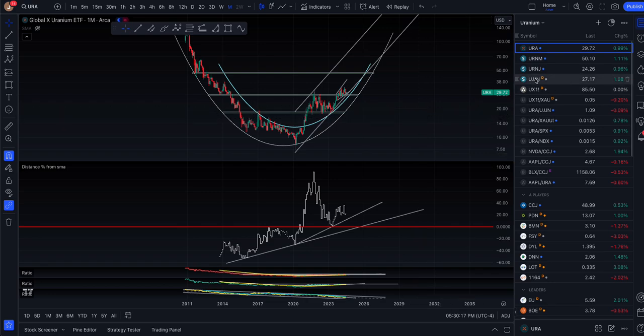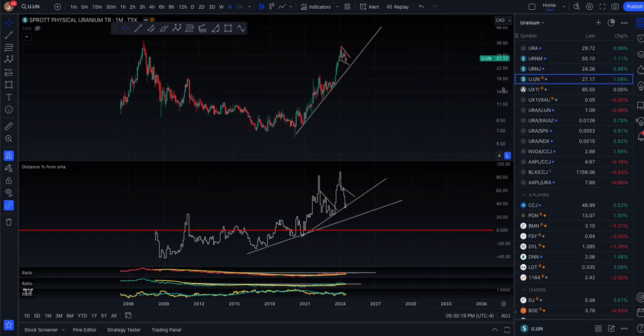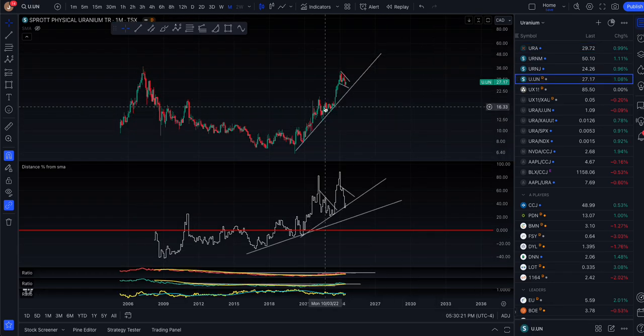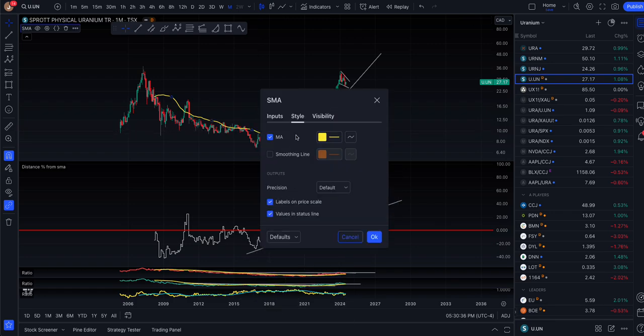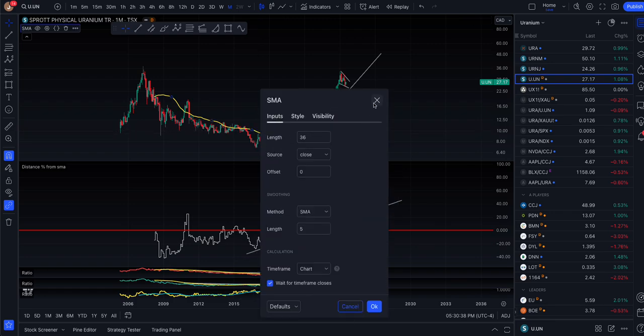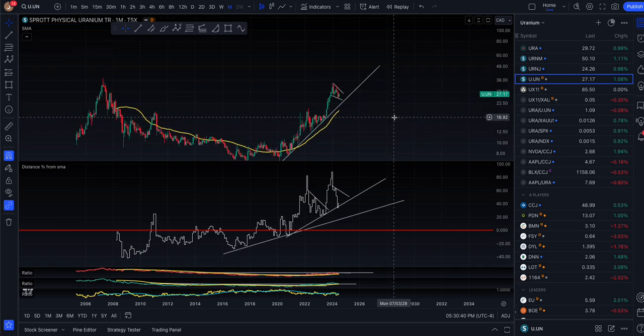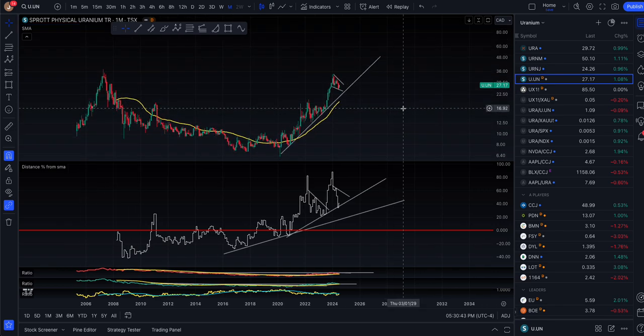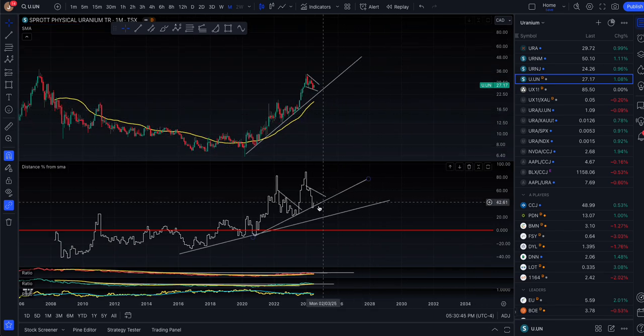So what I'm going to do is start with U.UN actually. On the top here you have the price, and in the middle of the screen you have the momentum as the distance percentage from the 3-year moving average. We're on the monthly time frame. We've got the 36 period moving average. If I go into settings, inputs, it's 36 periods. What is 36 divided by 12? That is 3. So it's the 3-year moving average, and this is the distance percentage away from that.